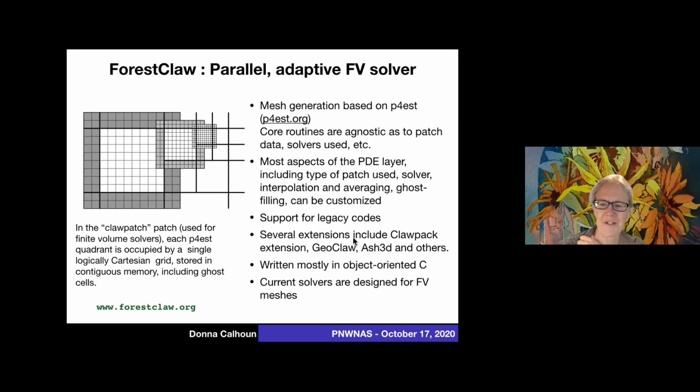As I mentioned, there are several extensions to the code. I've kept it written in C so that it's reasonably easy to access for people who are maybe not up to speed with the latest C++17 standards. Currently we've been focusing mostly on solvers for finite volume meshes, although somebody who has, say, a node-based mesh could come in and write their own patch and include it.